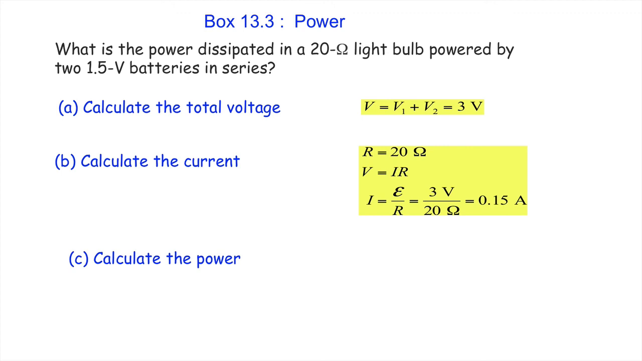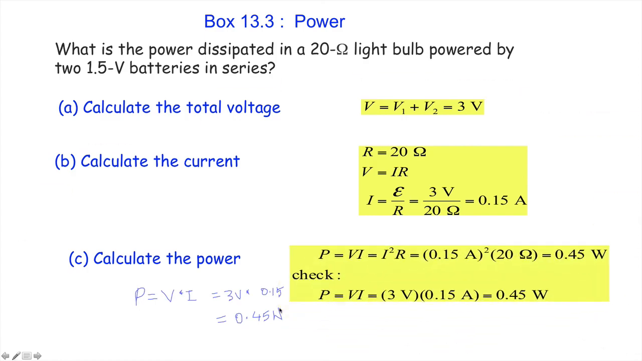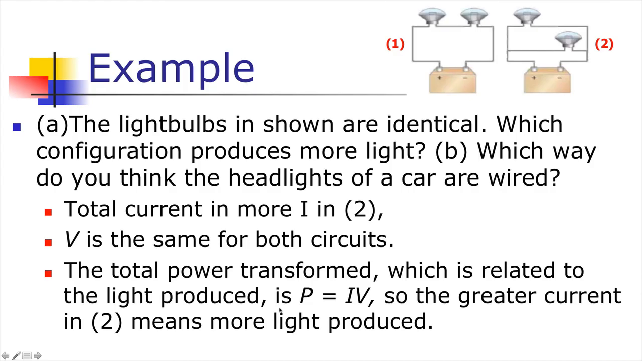Then power is what? Voltage times current, right? So power equals voltage times current. Then you know voltage, which is 3, the total voltage, times the total current, which is 0.15. Multiply this, what value are you going to get? 0.45. The SI unit of power is watt. Okay. So with this we are wrapping up the material. So thanks for your patience.